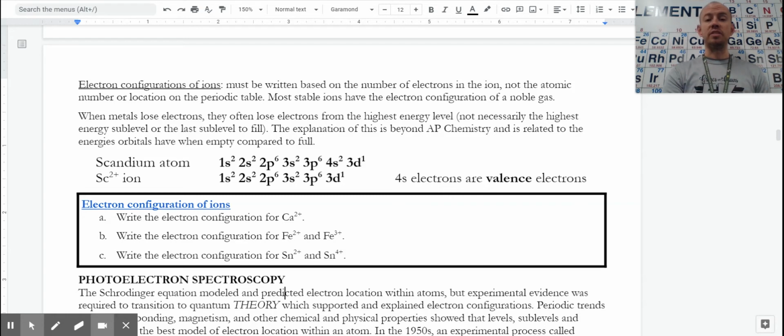But what we need to know is when we're losing electrons, it is not from the last place, it is from the level that is the highest. So scandium has electrons in level 1, we don't touch those. 2, we don't touch those. The 3s, the 3p, we don't touch. But the 3d are still a part of level 3.